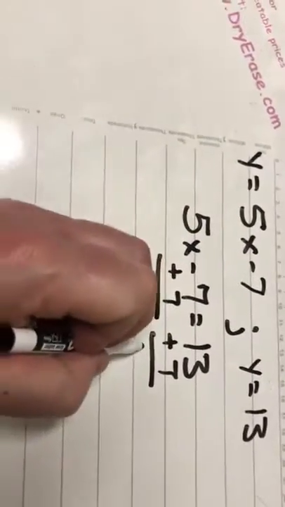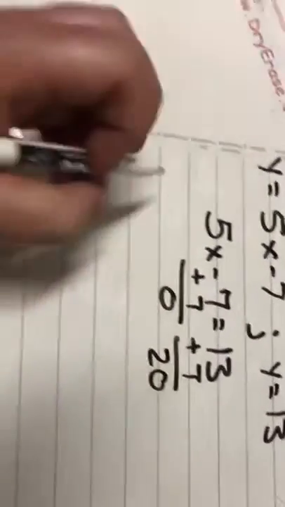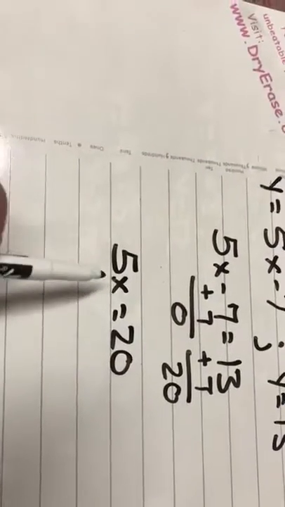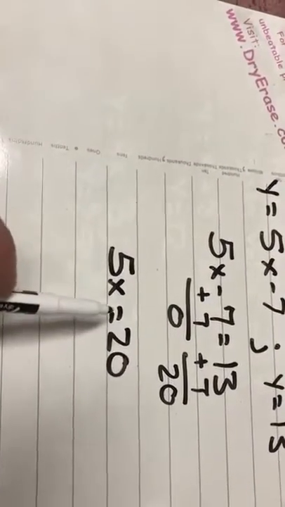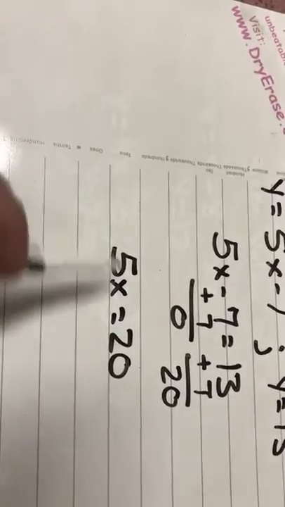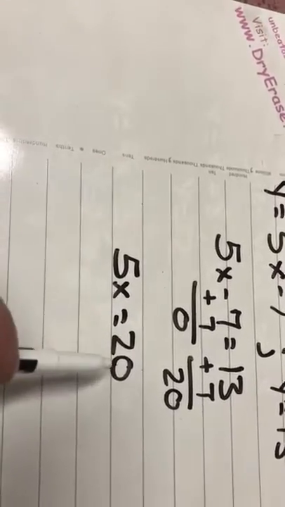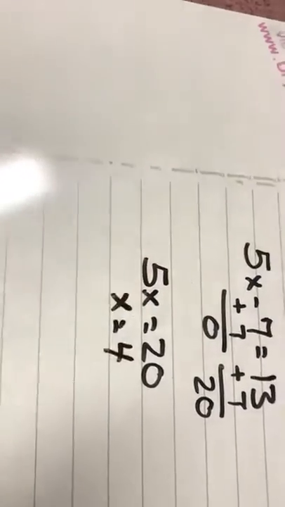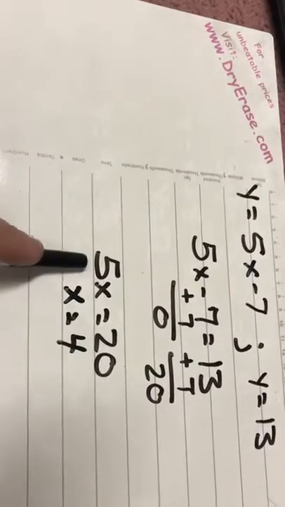Well, I know that 13 plus 7 is 20. So that leaves me with 5x equals 20. And since 5x is a multiplication problem, 5 times x equals 20, I know I'm going to divide both sides by 5 to isolate x. 20 divided by 5, x equals 4. Sure enough, 5 times 4 equals 20.